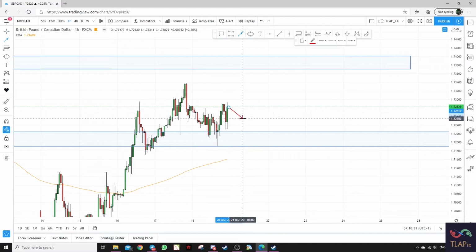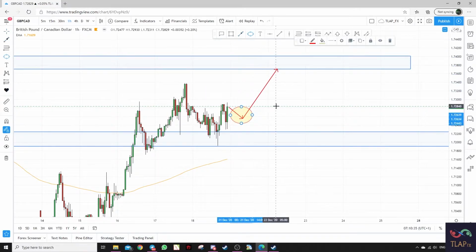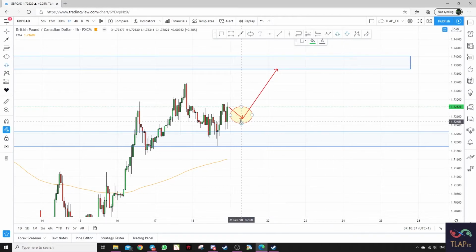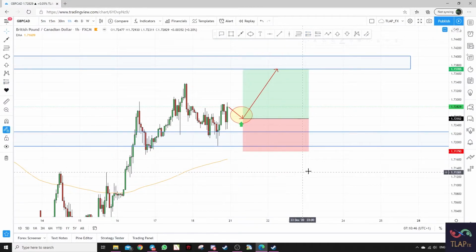So we can simply wait for a pullback towards this level, and we can actually buy here. So with this, we are looking for at least a 1:1.5 trade. Stop loss below this structure. Can create a level here as well.